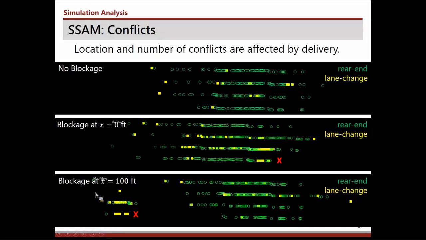And then the last diagram down here at the bottom is when the delivery is at location 100 feet from the intersection. Still a number of rear-end conflicts at the intersection itself, but the lane change conflicts are all clustered right upstream of the freight delivery. Nothing really surprising here. You can all imagine that that's where the lane changes happen to be. But what this tool allowed us to do was to quantify not only where they were happening, but how many conflicts there were.